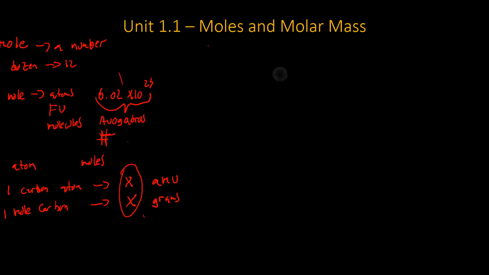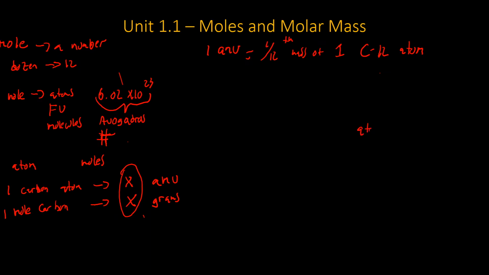So then, what is an atomic mass unit? One atomic mass unit is going to be 1/12 the mass of one carbon 12 atom. In order to fully understand this, we're going to have to make a quick side note.